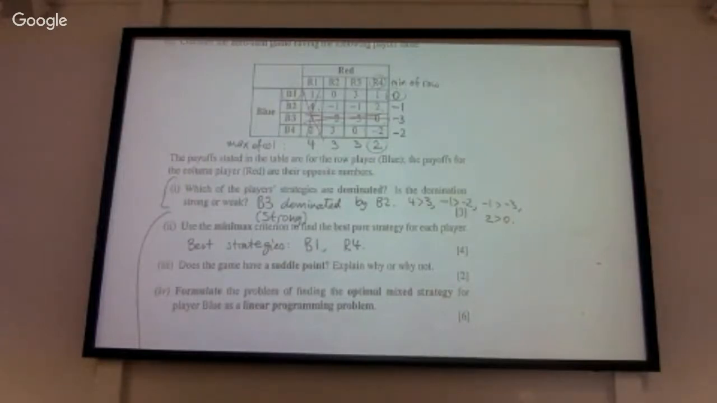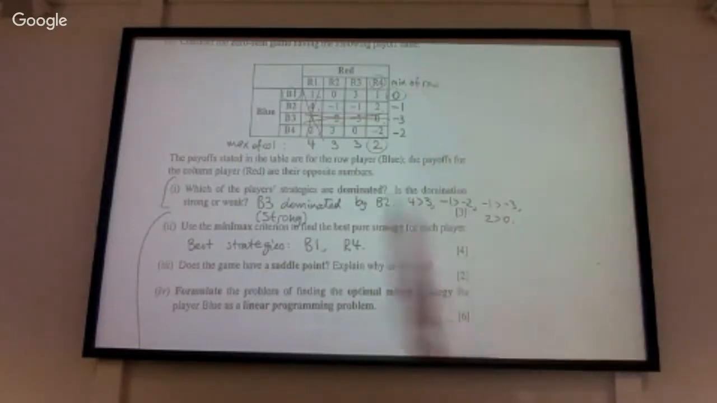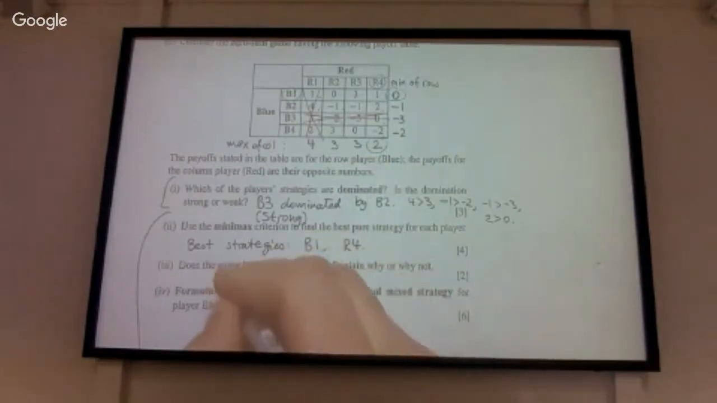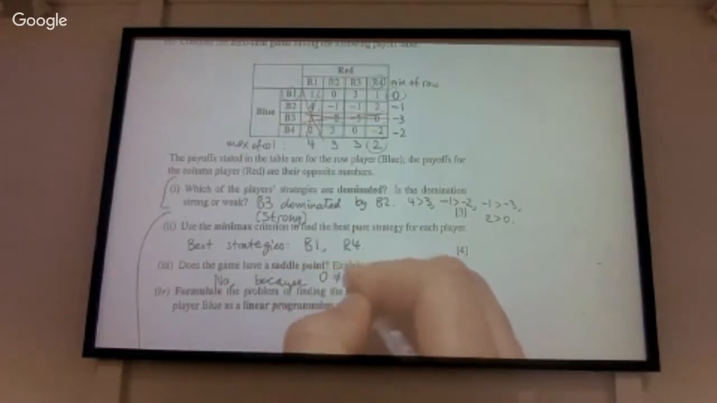Question 3, does the game have a saddle point? No. Why not? Because the two values, the maximum of the rows and the columns, are not the same value. Because the 0 is not 2. Yes, that's correct. So the maximum of the minima is not equal to the minimum of the maxima.